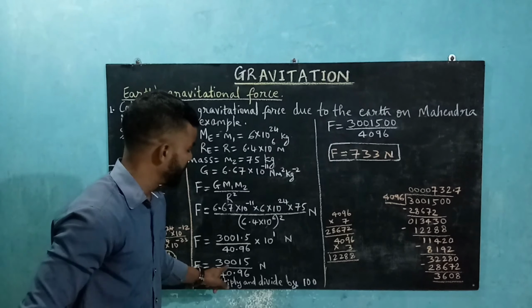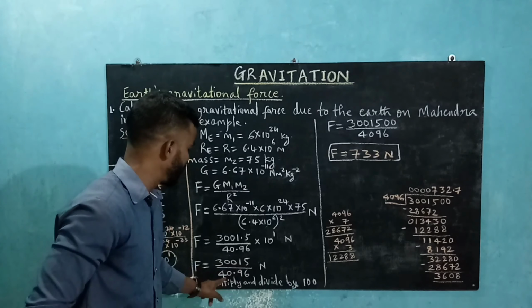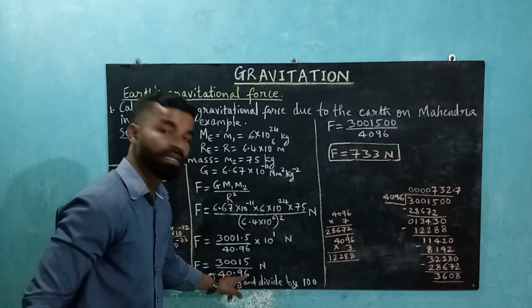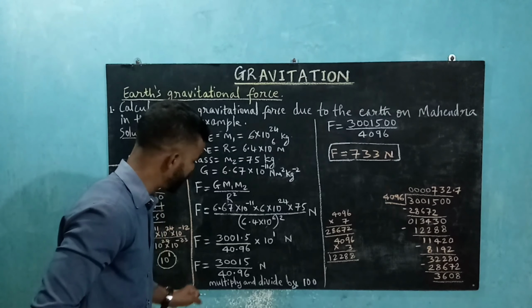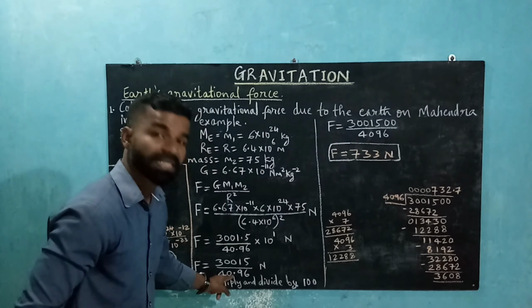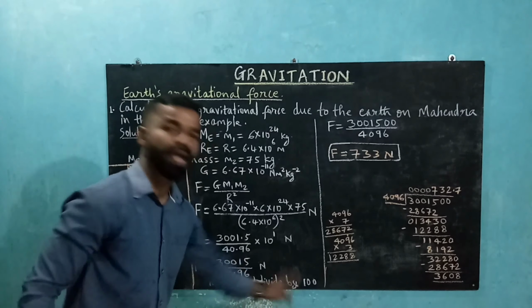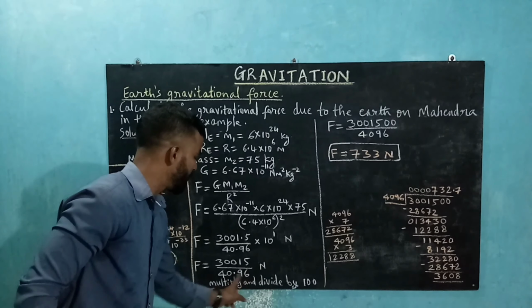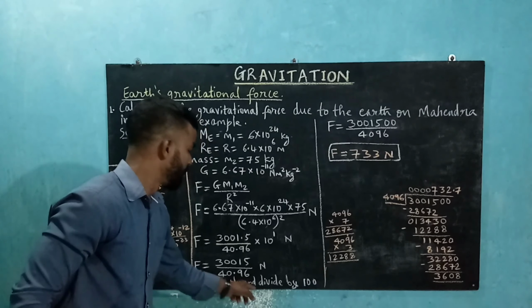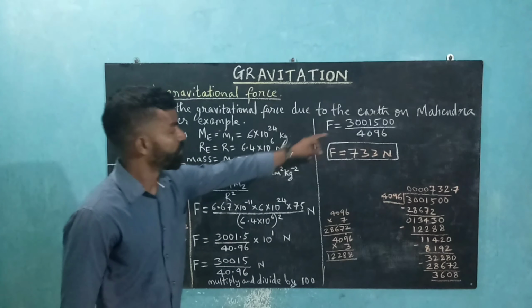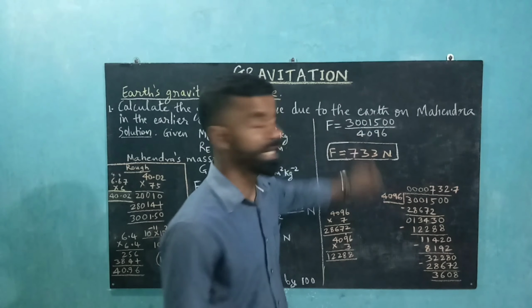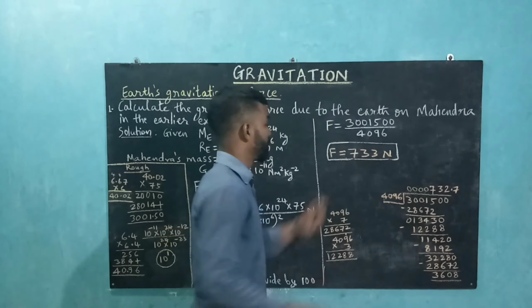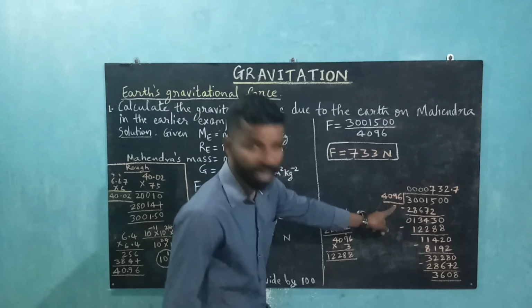So 30,015 in the numerator and 40.96 in the denominator, and the unit for force is Newton. In order to remove this decimal, we can multiply and divide by 100, because there are two numbers after the decimal. Multiply and divide by 100. So we get 30,01,500 divided by 4096. That division I have shown over here.